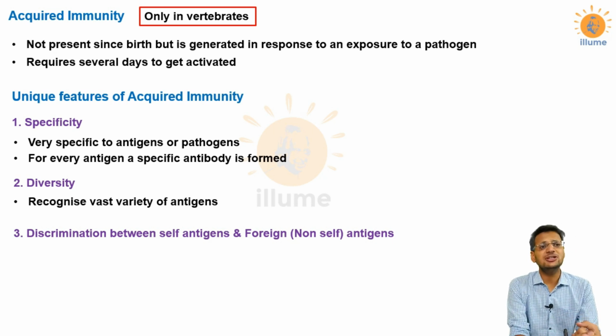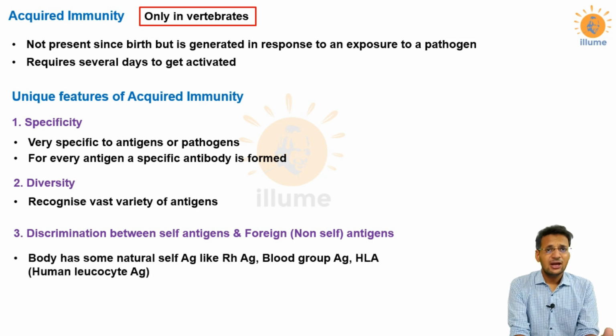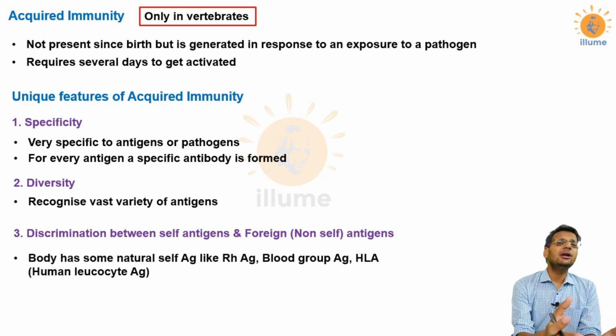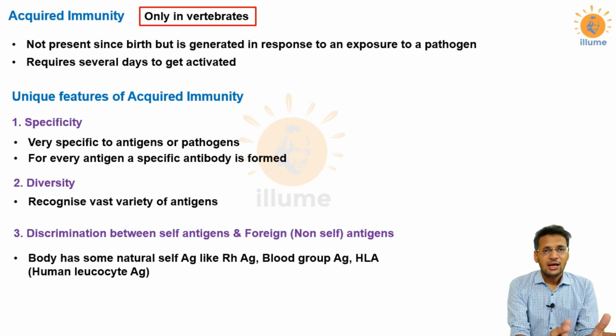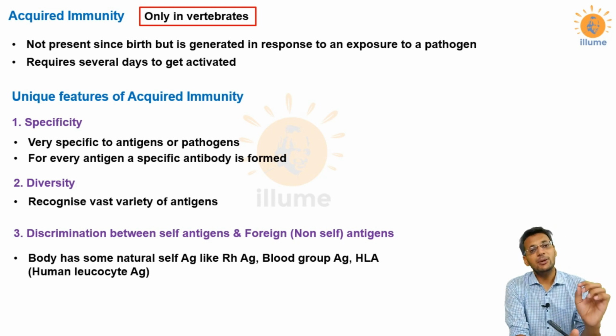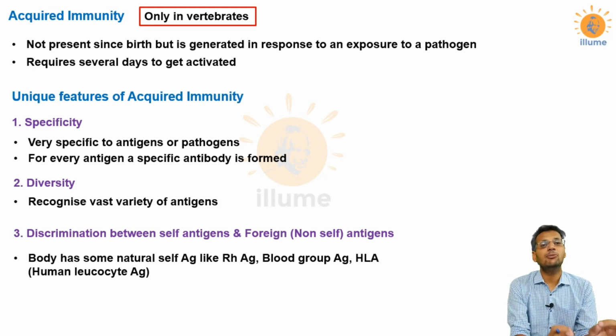Next are blood group antigens. Antigen A and antigen B, which are responsible for your blood groups, are self antigens. And HLA, human leukocyte antigen. I'll discuss human leukocyte antigens later on in other videos, but it is also a self antigen. Your immune system will not produce antibodies against these self antigens.